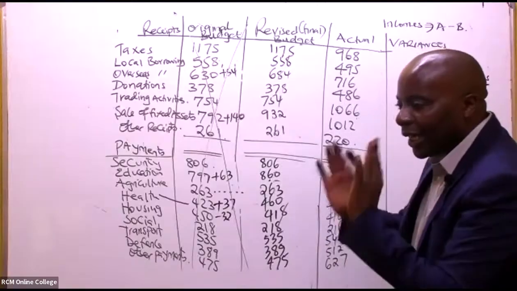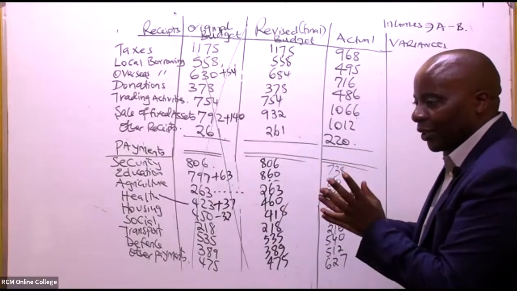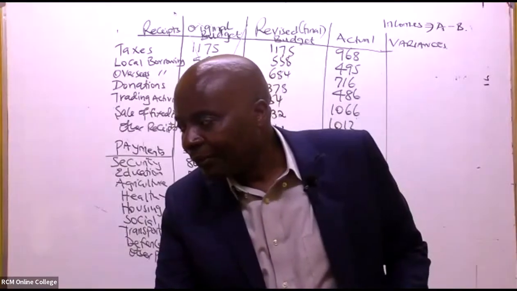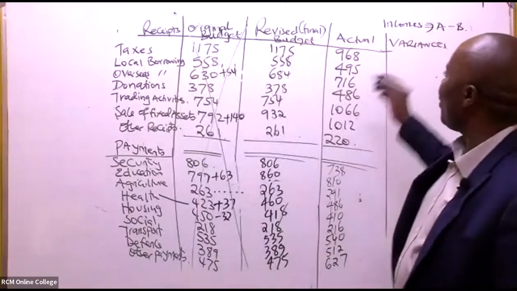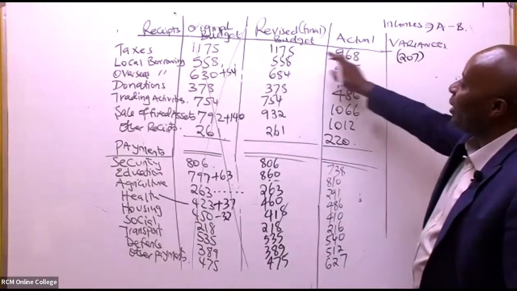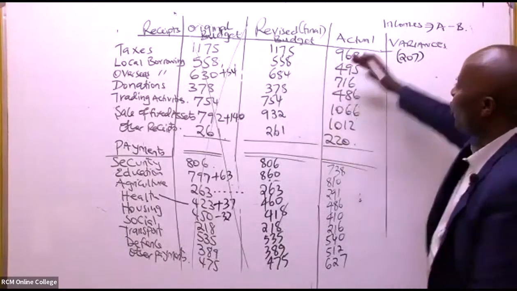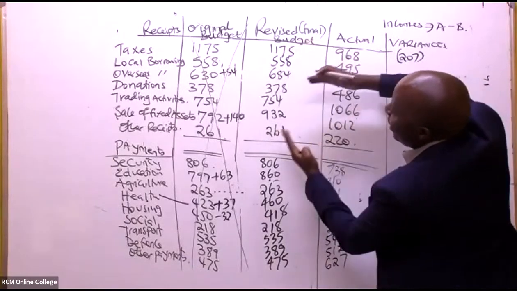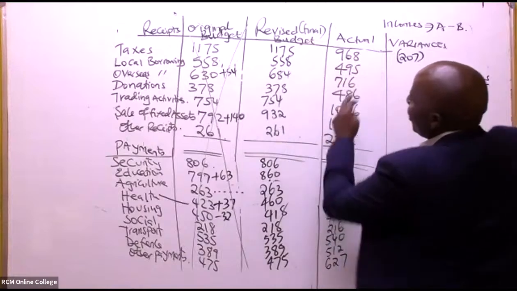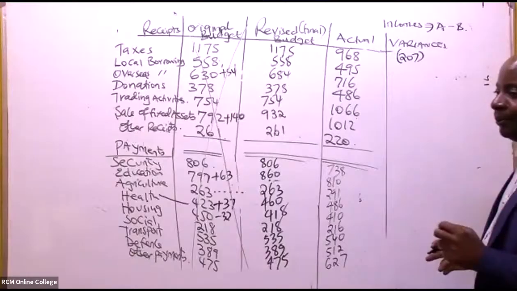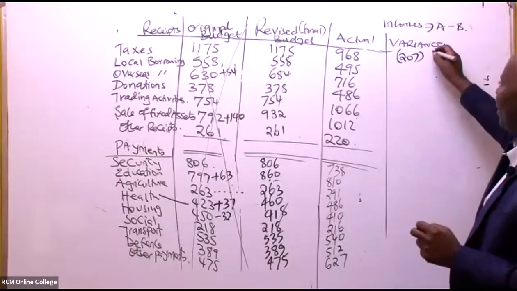If you get a negative, you put it as negative, which you guys had given me. The first one, you gave me a figure of 207 negative, because you took 968 minus 1175. So all these are incomes. They are under receipts. So take AB, actual minus budget. The second one will be 495 minus 558. So remember, this is adverse.